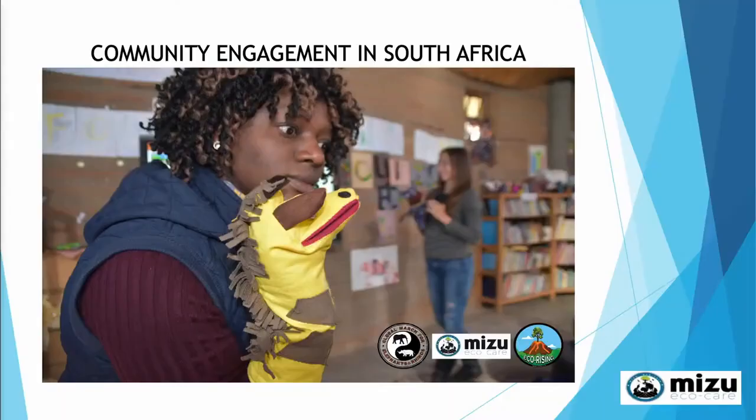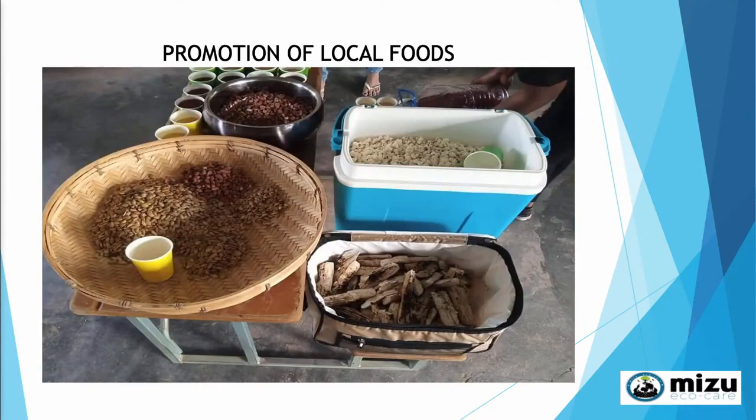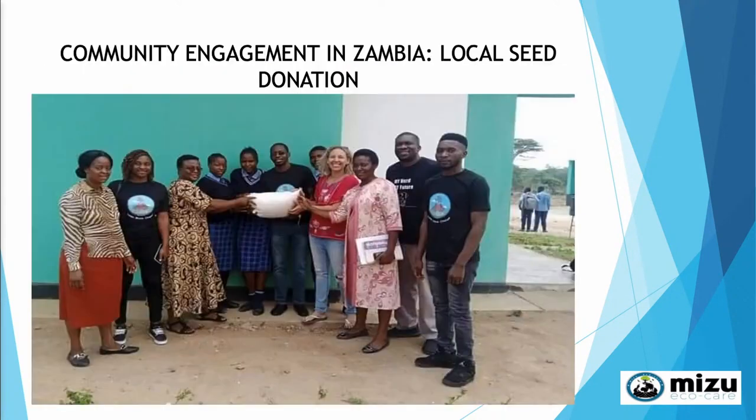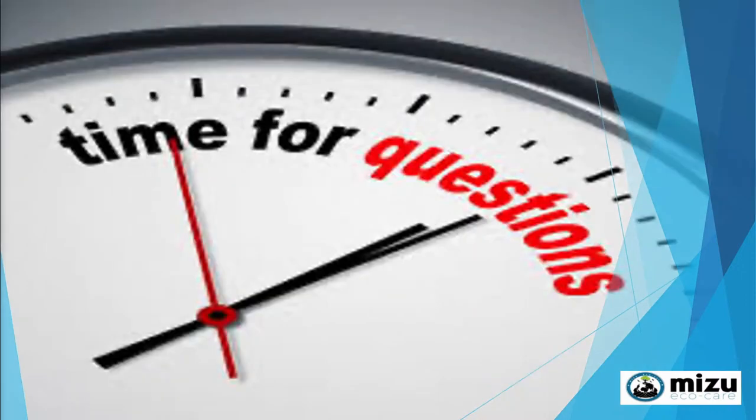I end with images of our community engagement through various partners in South Africa, in Zambia, where we do outreach to schools, where we promote local foods, donate local heritage seed, and of course, the fact that we do engage with various minds, both for and against trophy hunting on various platforms. An example they're given of COP19. I end the presentation there.